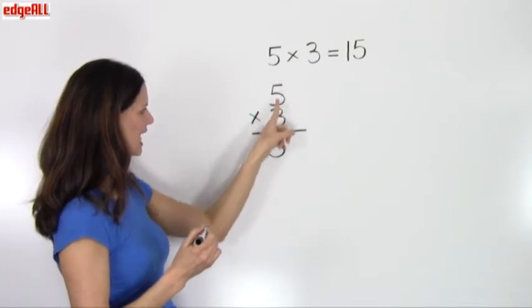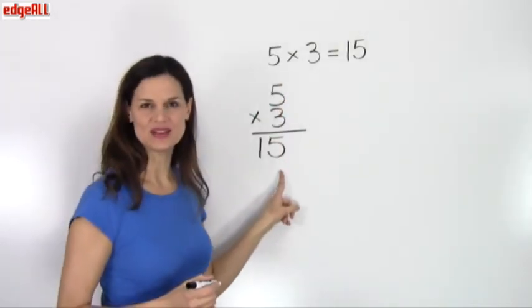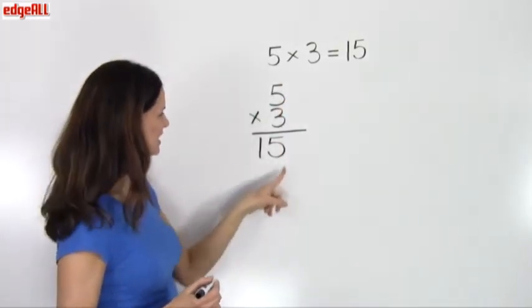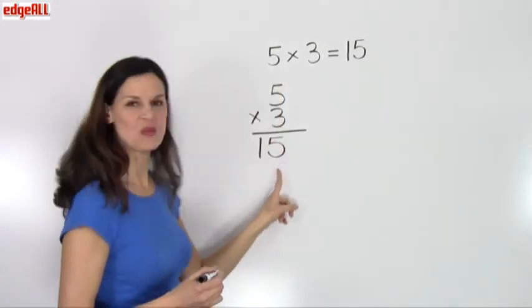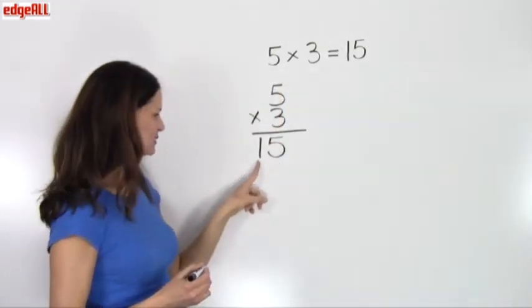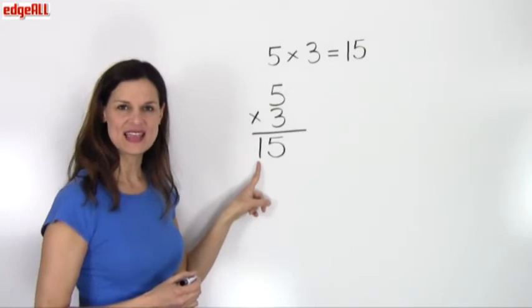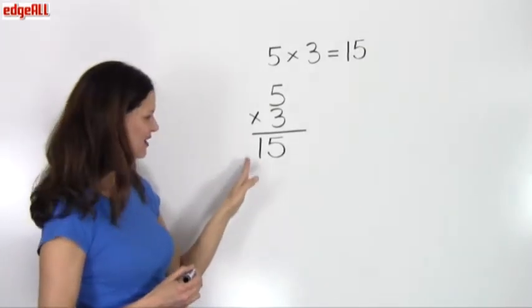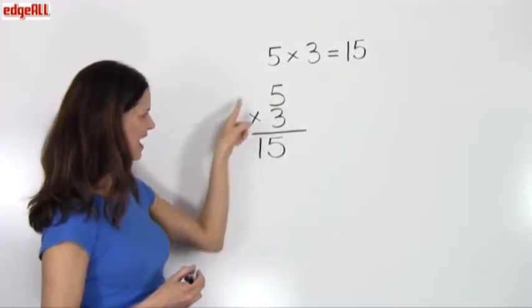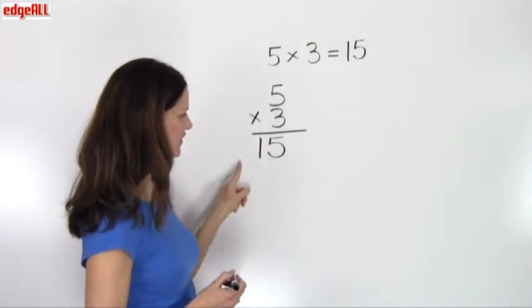And I want to line up my numbers like we've worked on before with addition, lining up my numbers in the ones place, and then this 1 here is in the tens place. So it goes to this side. So 5 times 3 equals 15.